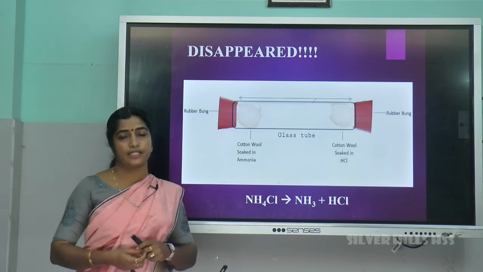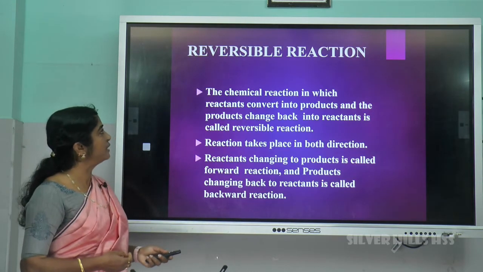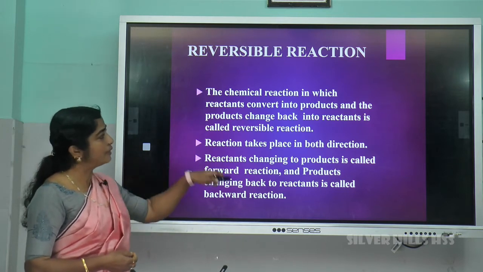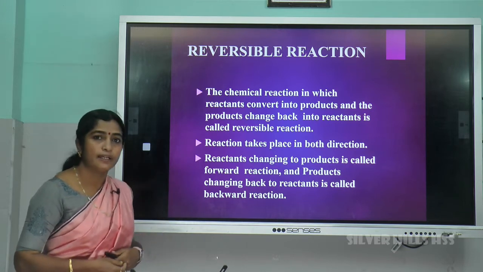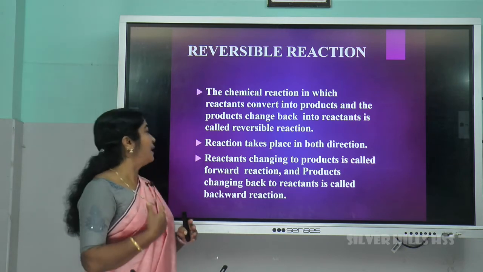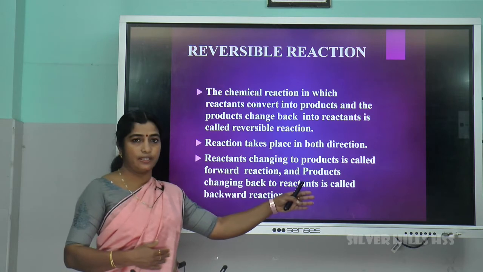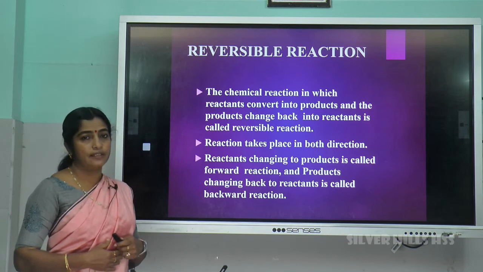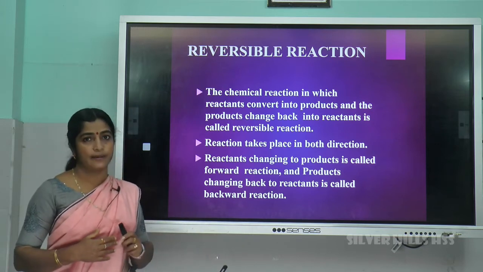These types of reactions are called reversible reactions. So, let us see what a reversible reaction is. A reversible reaction is a chemical reaction in which reactants convert into products and the products change back to reactants. That is, the reaction takes place in both directions. Reactants changing into products is called the forward reaction, and products changing back to reactants is called the backward reaction. In a reversible reaction, both forward and backward reactions take place.